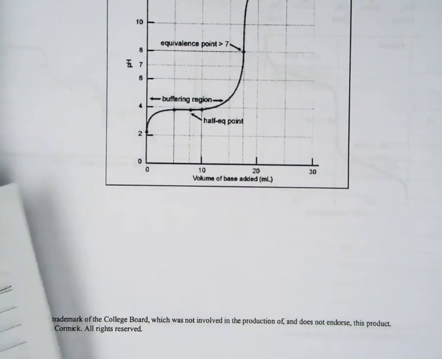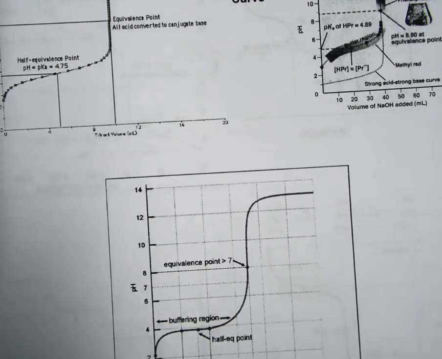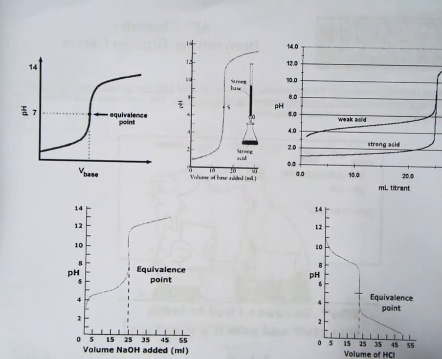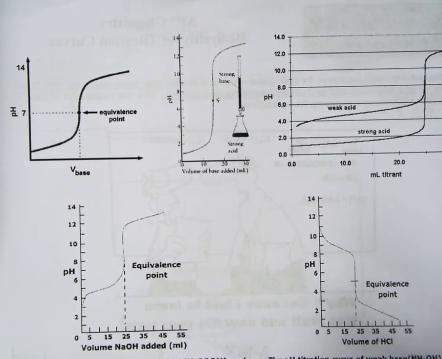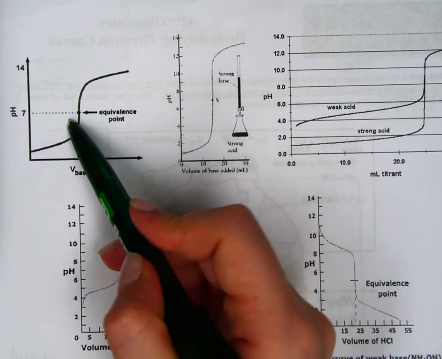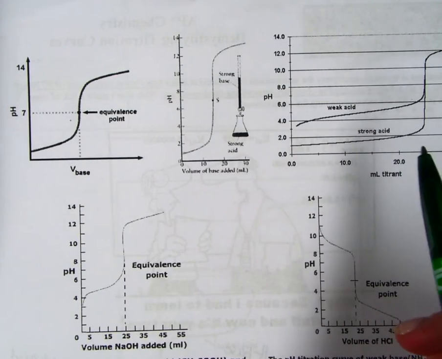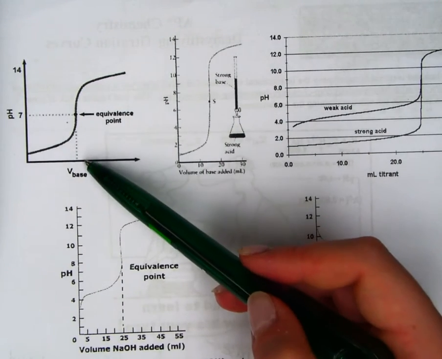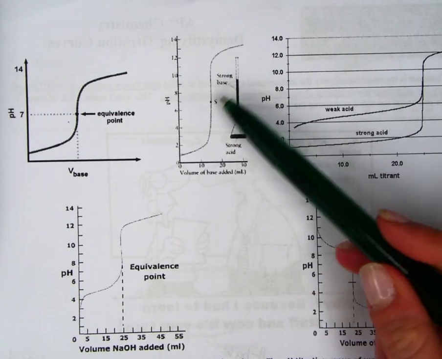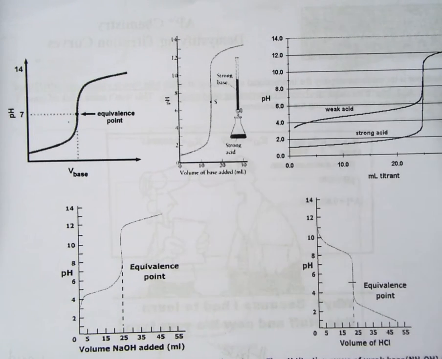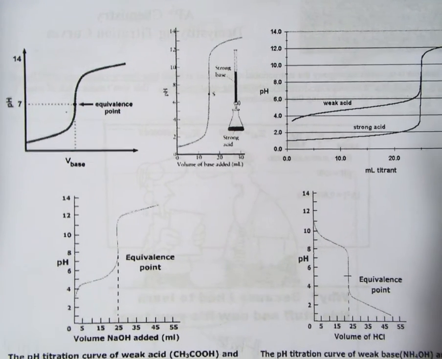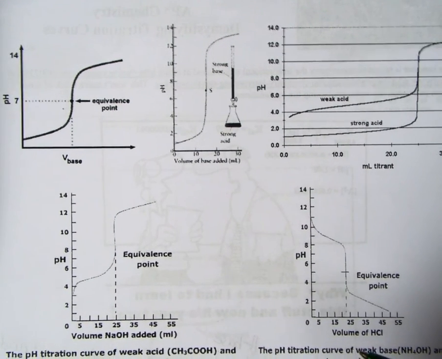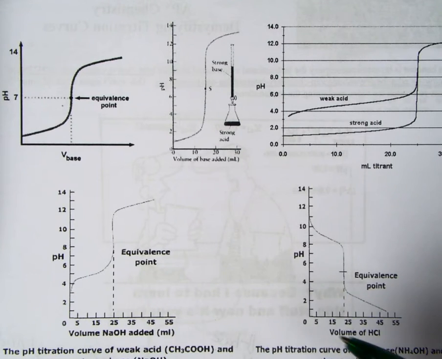Now if you flip the page, what you'll start to see is a few interesting curves. So if I look here, this has an equivalence point at 7. So this has got to be something that's strong. However, I start seeing equivalence points that aren't so much at 7 now. And I'm going to see that when I have either a weak base or a weak acid.